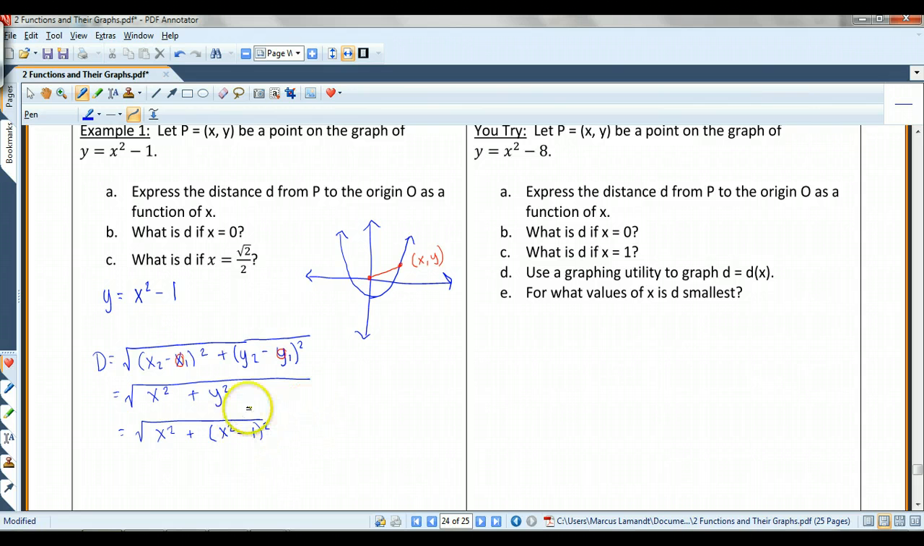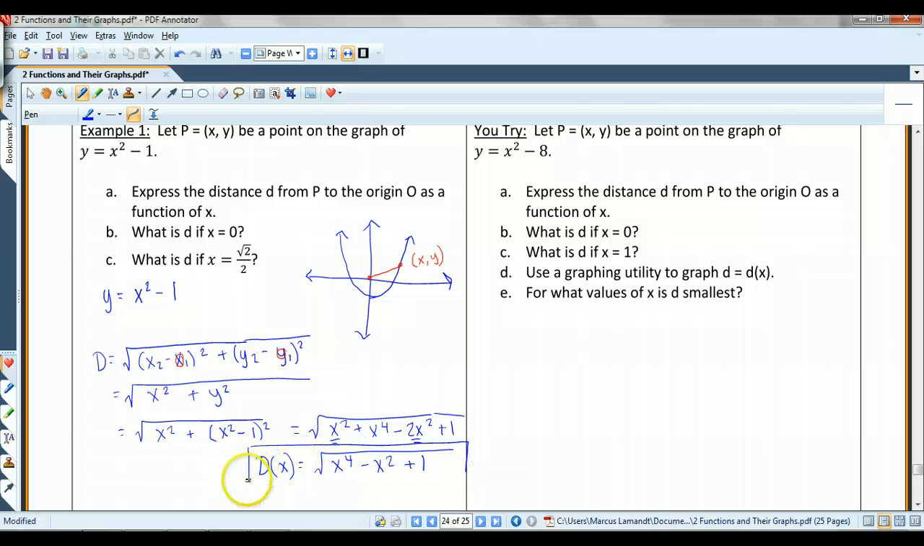Okay? So if I FOIL that out, I end up with x² + x⁴ − 2x² + 1. x² − 2x² gives me x⁴, and x² − 2x² is negative x², plus 1. Okay, so this is my function. This is part A.